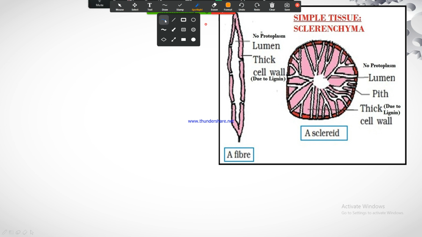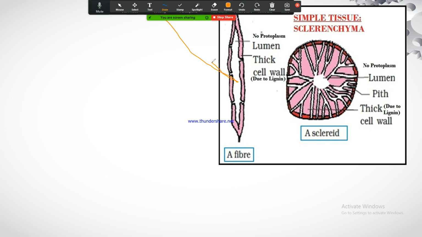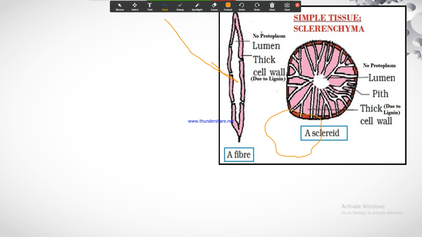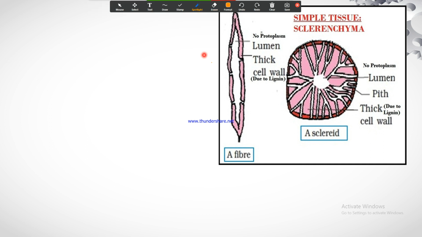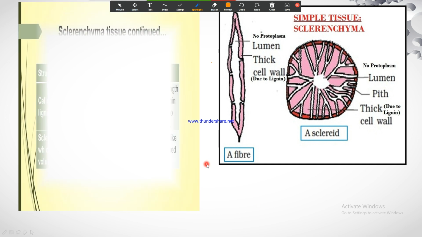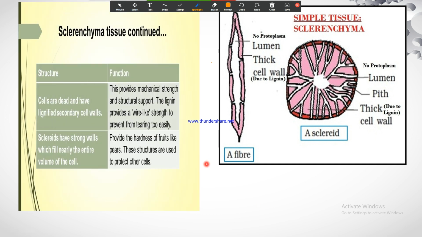Definitely intercellular space will not be there. Suppose there is an adjacent cell to this one, there will definitely be no gap between one cell and another cell. Gaps will not be there. Understood? Why are gaps not there? That is because of the lignin depositions. Now we will see how all these are arranged and some of the characteristics of sclerenchyma tissue.